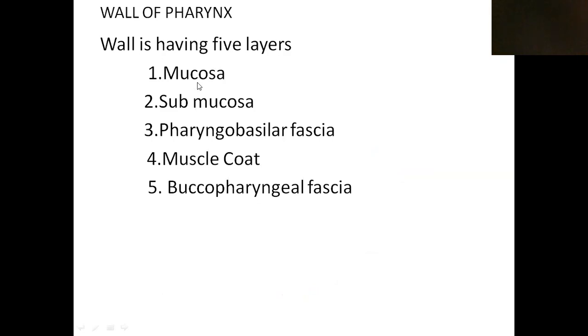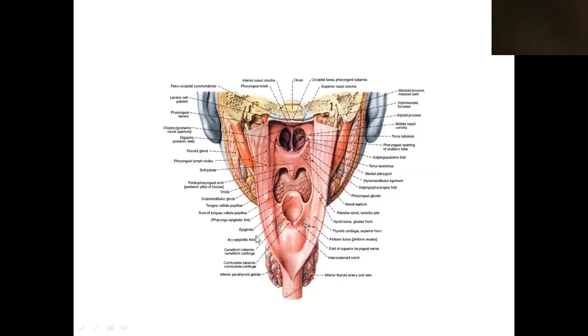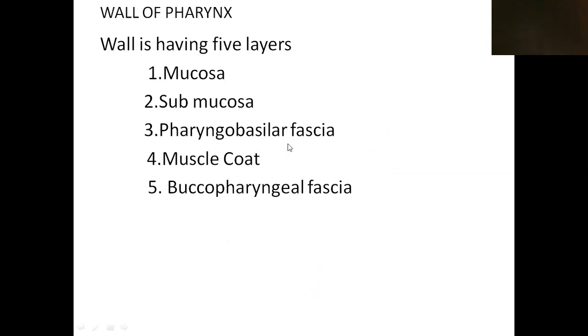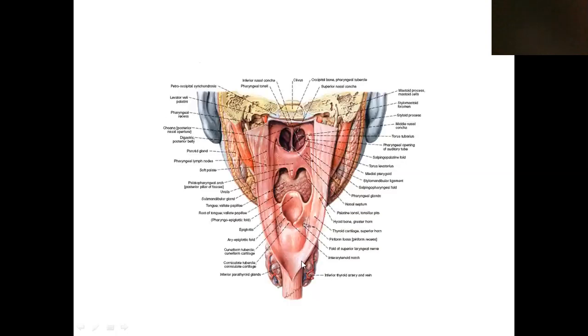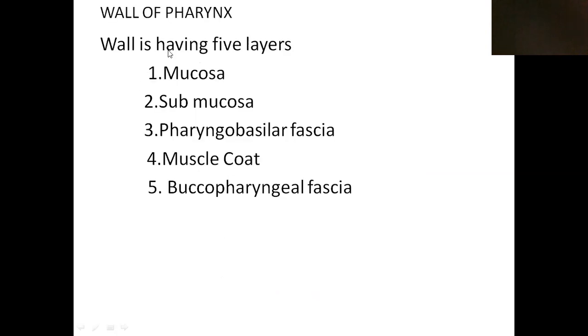This pharyngeal wall is made up of basically 5 layers. It looks like a thin wall, but actually it is made up of 5 layers. Innermost is the mucosa; this inner surface is lined with mucosa. Then submucosa, pharyngobasilar fascia, then muscle layer, then buccopharyngeal fascia. These are the 5 layers: mucosa, submucosa, pharyngobasilar fascia, muscle coat, and buccopharyngeal fascia.